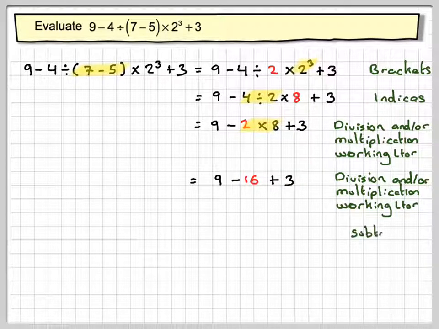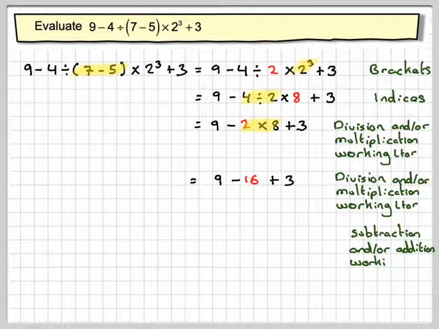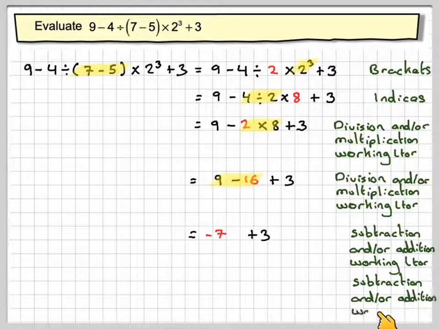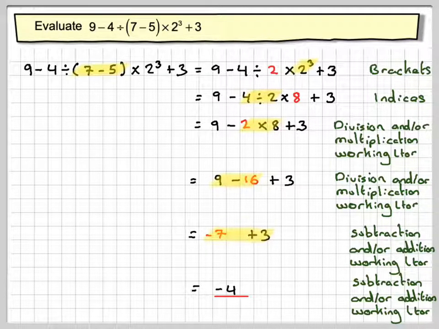The next thing is we either do the subtraction or addition, working left to right. So we're going to do 9 minus 16, which is going to be minus 7, plus 3, and then finally doing the subtraction or addition, whichever comes first. It's just an addition. So we will do minus 7 plus 3, which gives me an answer of minus 4.